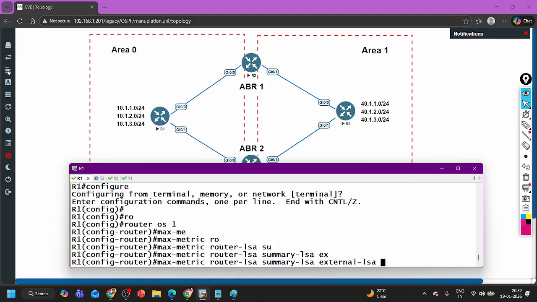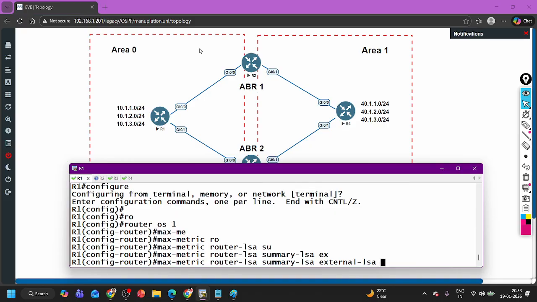Router 3 will be advertising more metric than router number 2, and router 1 will be preferring the upper path to reach the 40 subnet, or to reach any subnet in area 0 from area 1.